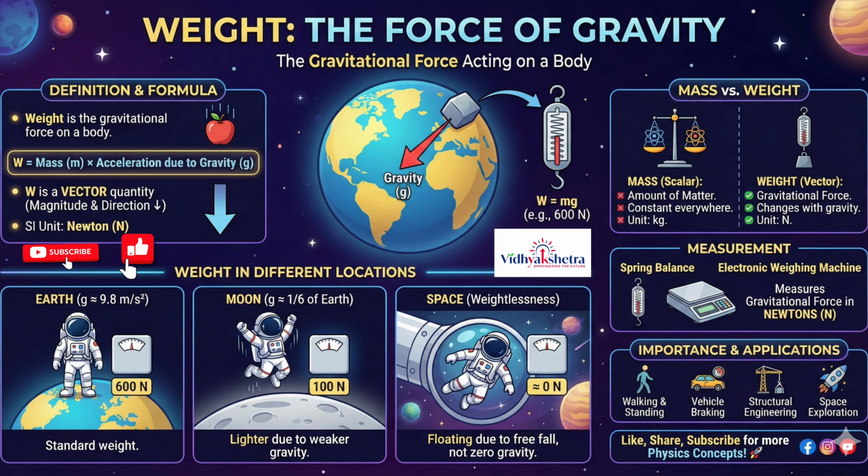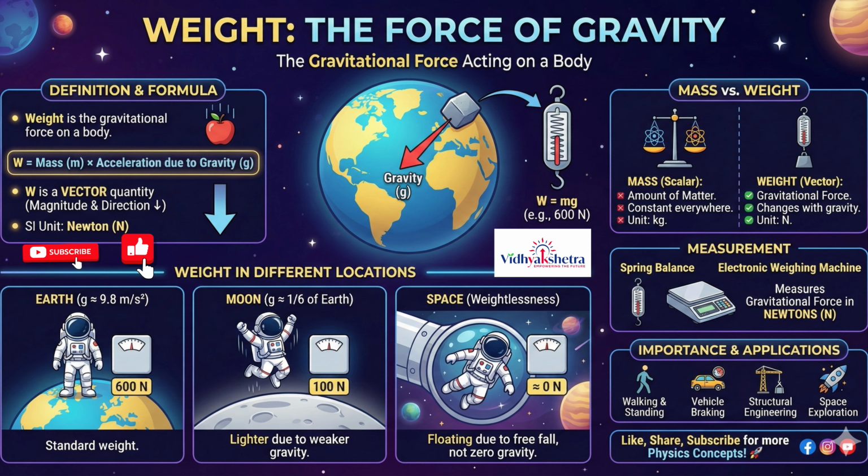Dependence of weight on gravity. One of the most important properties of weight is that it depends on gravity. On Earth, gravity is strong. Weight is more. On the moon, gravity is weaker. Weight is less. In space, gravity is very small. Weight is nearly zero. For example, if a person weighs 600 N on Earth, the same person will weigh about 100 N on the moon, because the moon's gravity is nearly 1/6 of Earth's gravity.